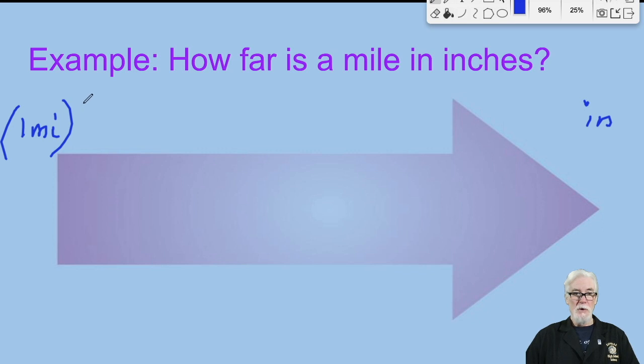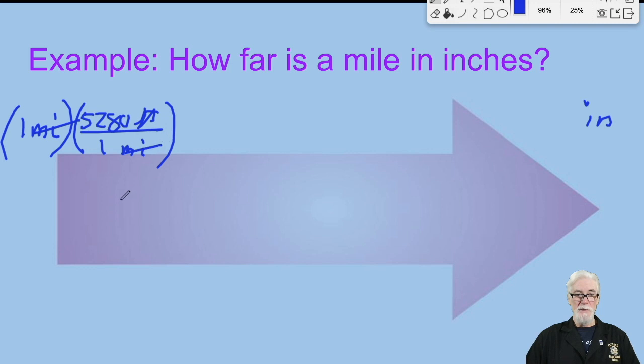That's our goal. So one thing that I could do is use the equivalency that we just looked at in a previous slide, that 5,280 feet is 1 mile. Because these are the same length, I'm just multiplying by 1. So I have not changed my distance, but what I did do is change my unit to feet if I multiply these two quantities together.